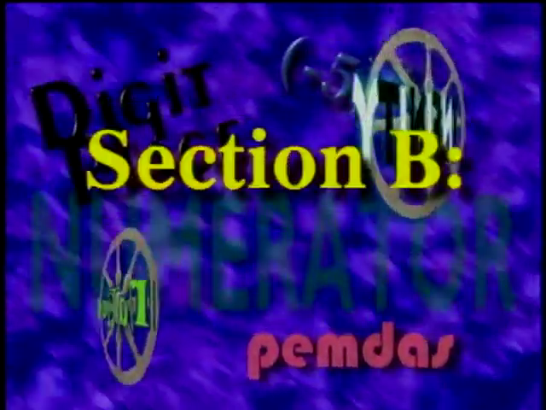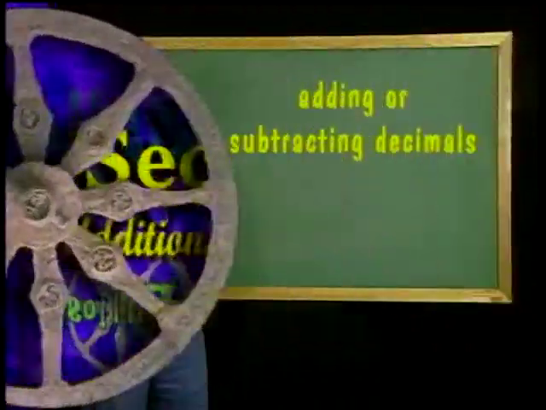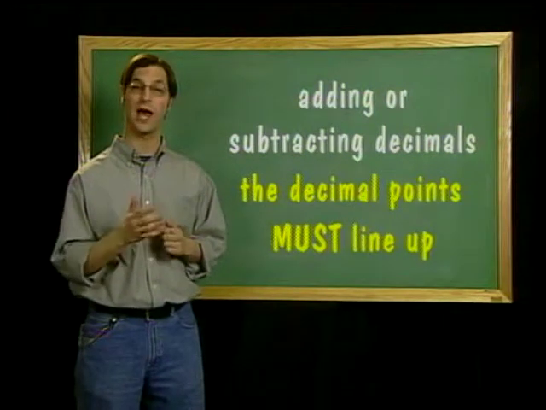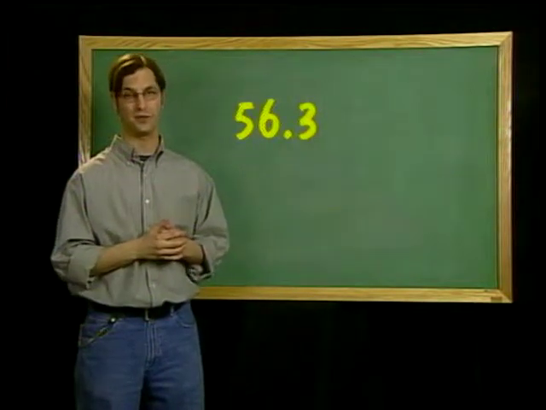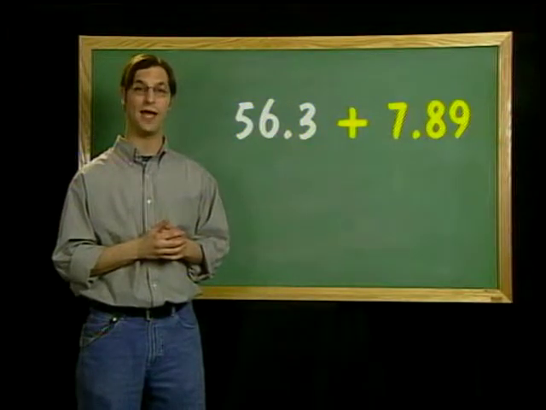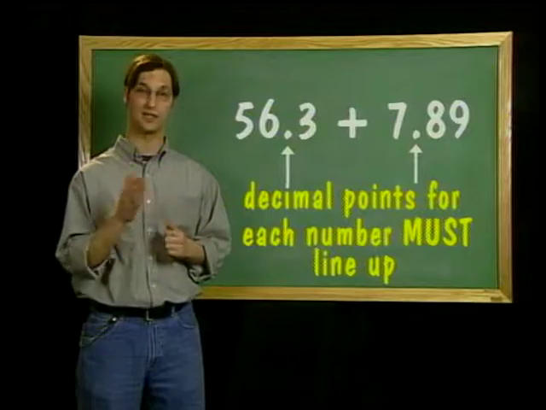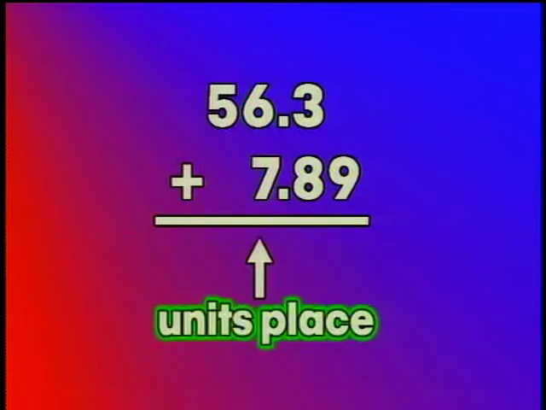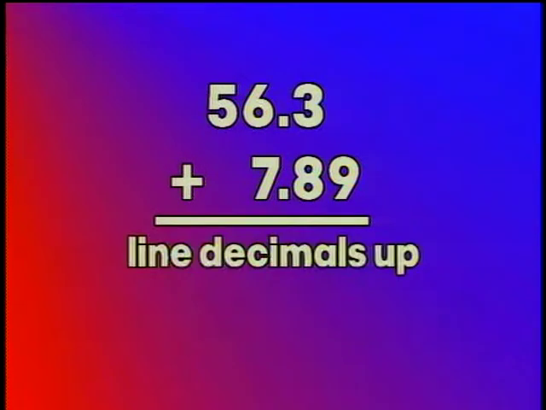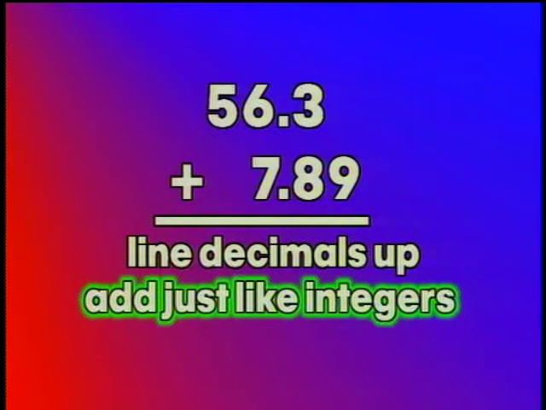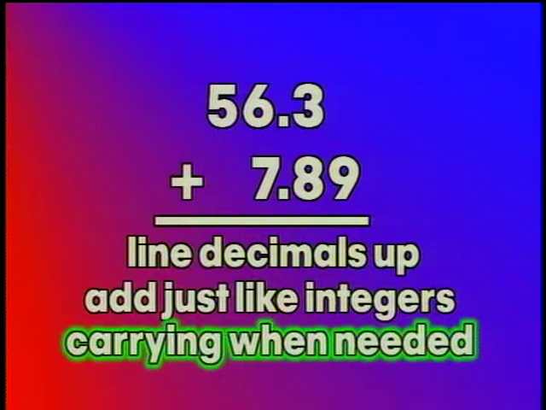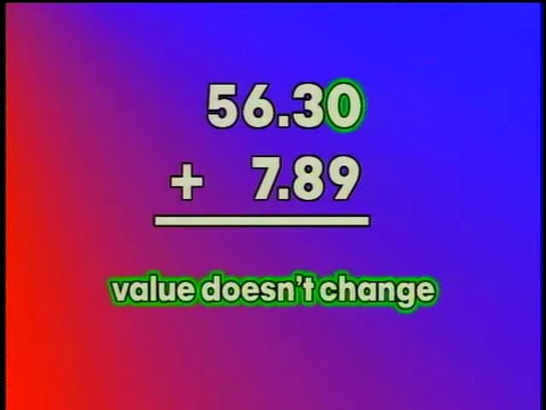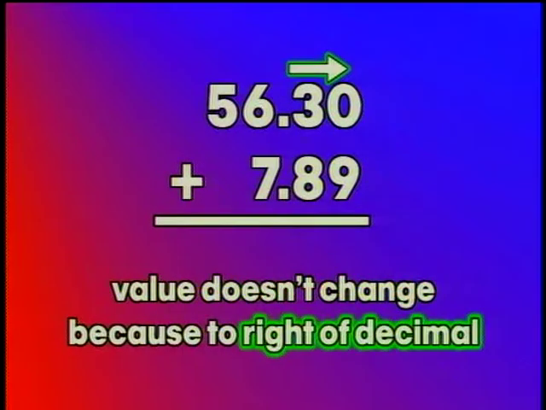Section B, addition and subtraction with decimals. When you're adding or subtracting decimals, the decimal points for the numbers you're adding or subtracting must line up. For example, if you want to add the numbers 56.3 and 7.89, then the decimal points for each number must line up. For this problem, we line up the 6 and the 7 because they're both in the units place of their respective numbers. Now that the numbers are lined up, we can add them just like we did with integers, carrying when needed. To help with addition, we can place a 0 to the right of the 3 without changing the value of the first number, since it is to the right of the decimal.